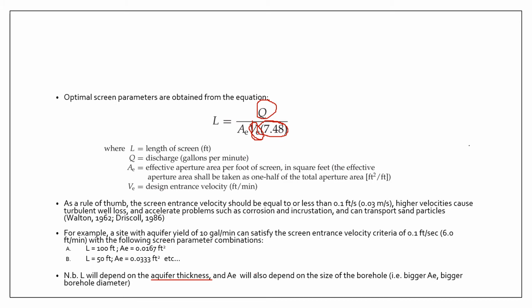And also the effective aperture area will also of course depend on the size of the borehole, right? So typically when you have a big borehole, you can easily have a bigger aperture area, all right?